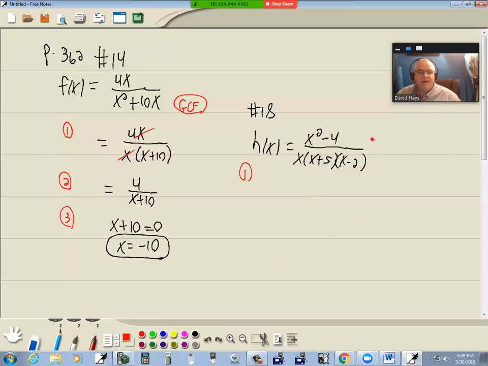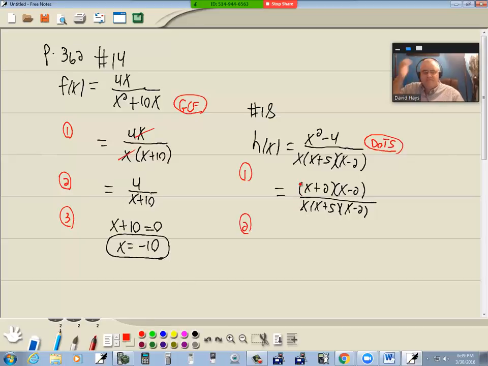Step 1, factor the top, factor the bottom. Bottom is already factored, but the top I can use the difference of two squares. It factors as x plus 2 times x minus 2 over x times x plus 5 times x minus 2. Now step 2 is to cancel. If you got something on top and the bottom they're the same, like x minus 2 and x minus 2, those are going to cancel. And you're left with x plus 2 on top, and on bottom you got x times x plus 5.